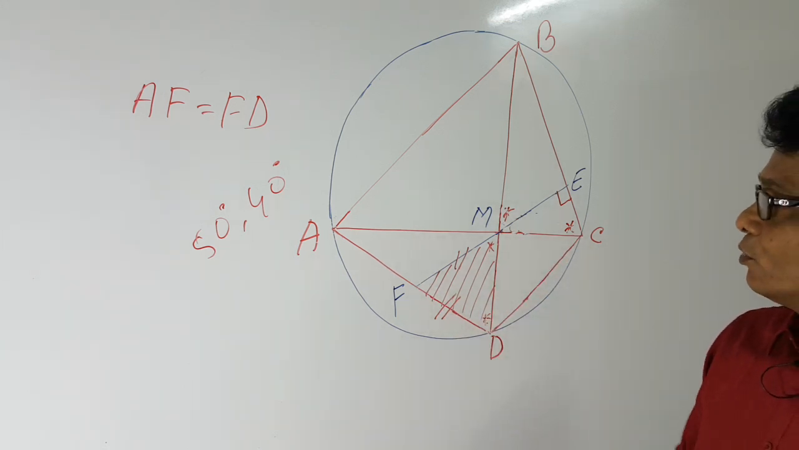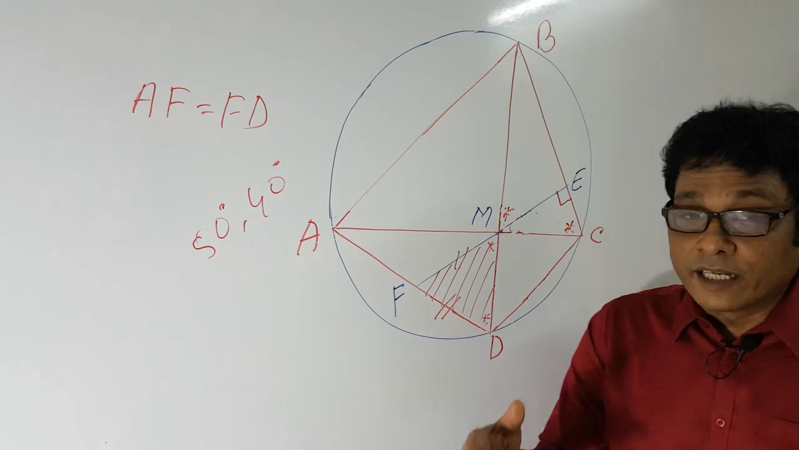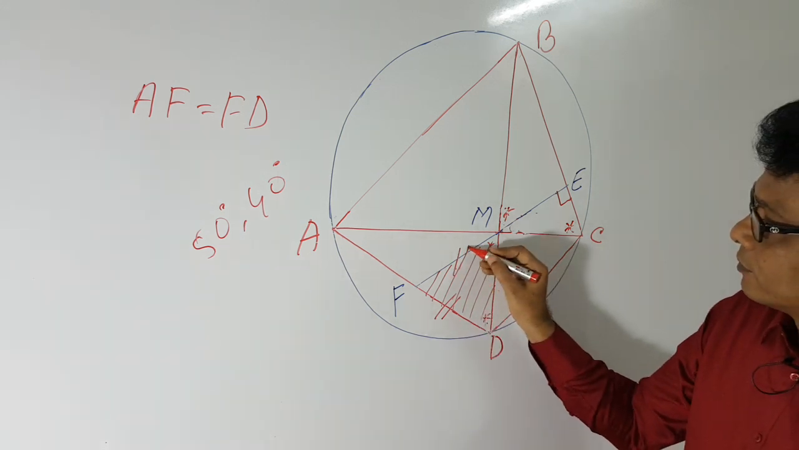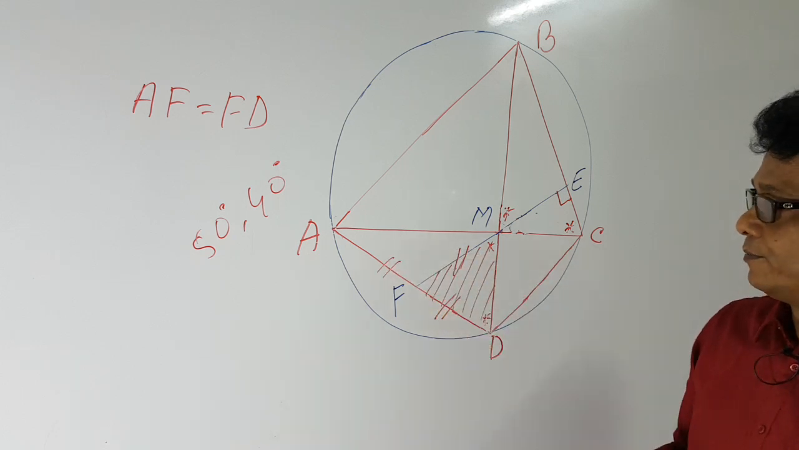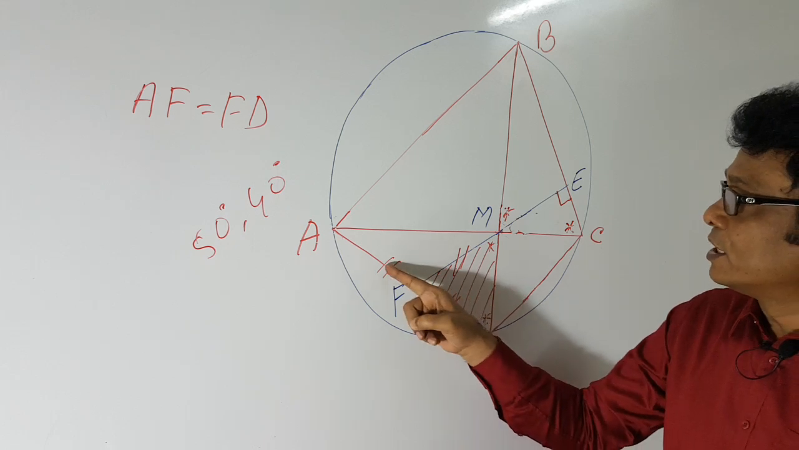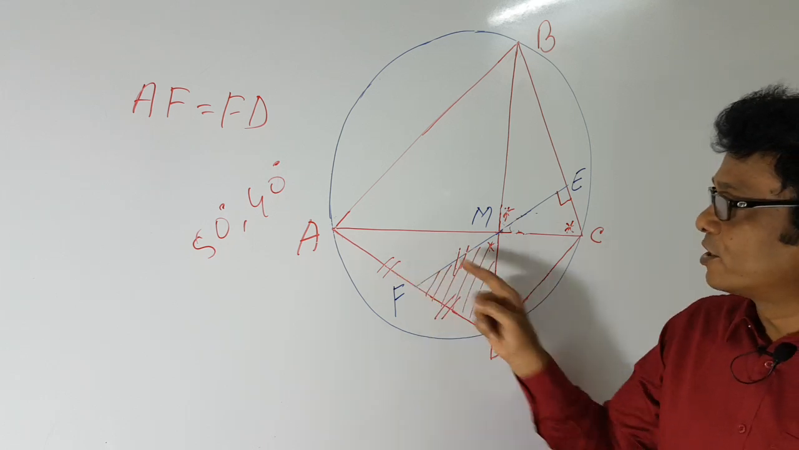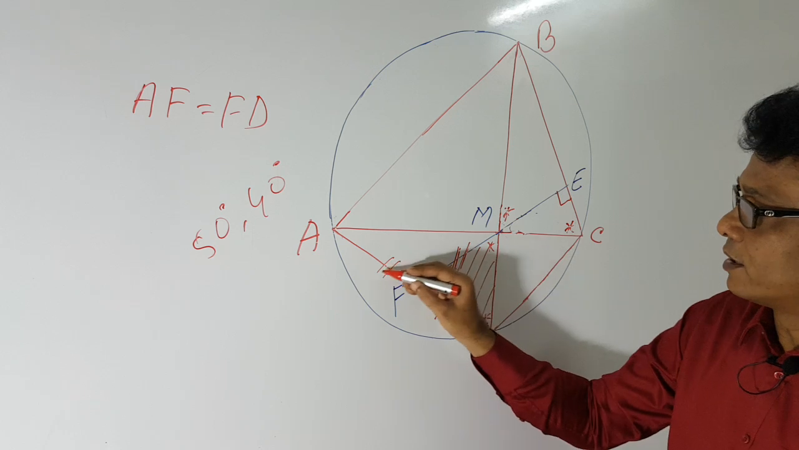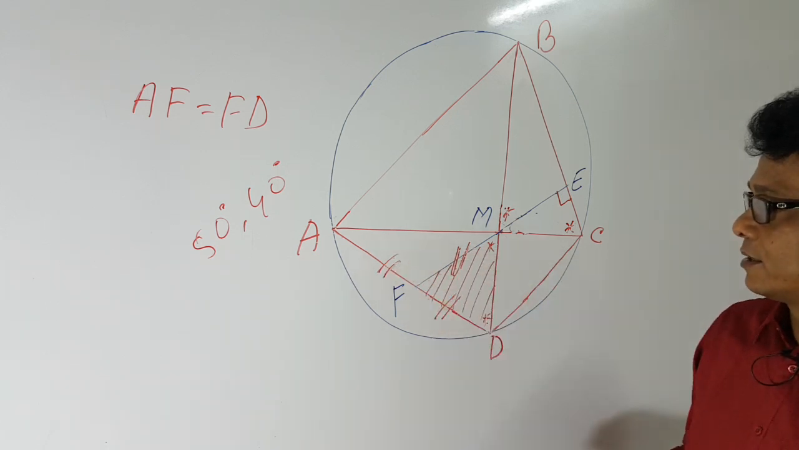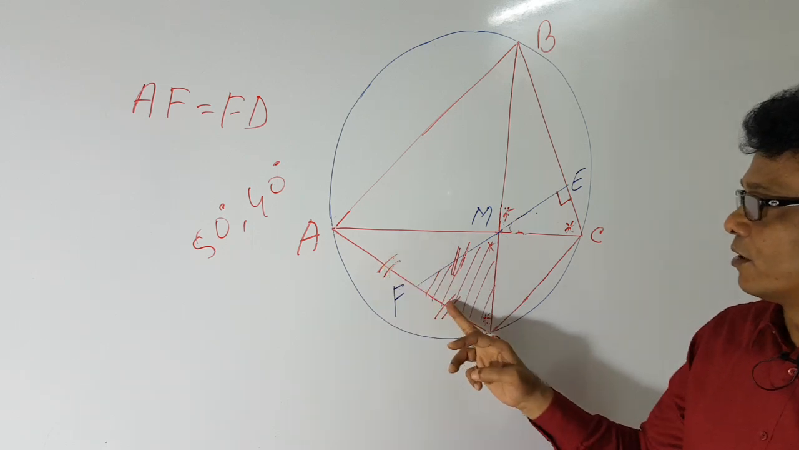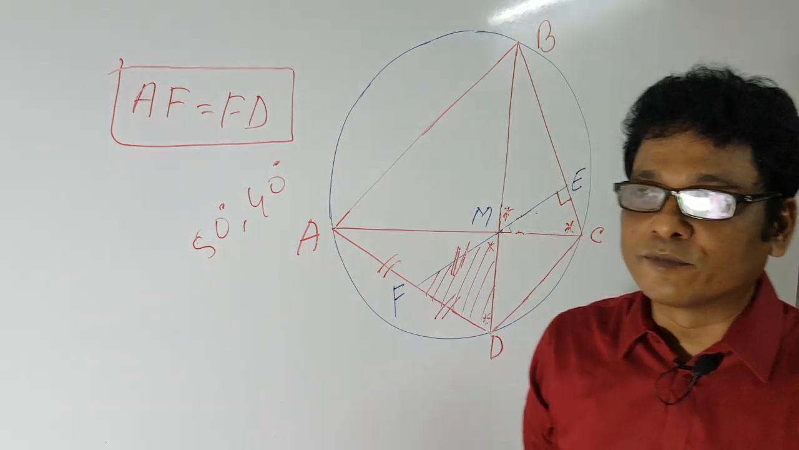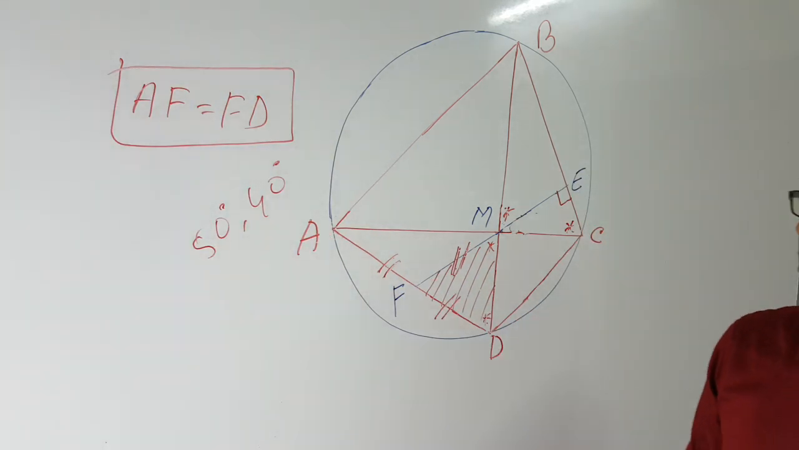Now we can say that similarly we can prove this side equals this side. This is proved. Similarly, we get this equals this. Finally, this equals this, this equals this. So this equals this. That means this theorem is proved.